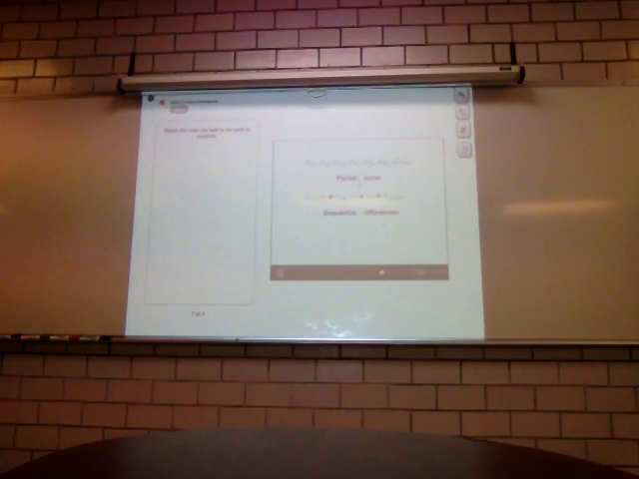Now let's find the sequential differences of this sequence. Remember that the first sequential difference is just the first term of the sequence, so that's A1. What's the second sequential difference in this sequence?